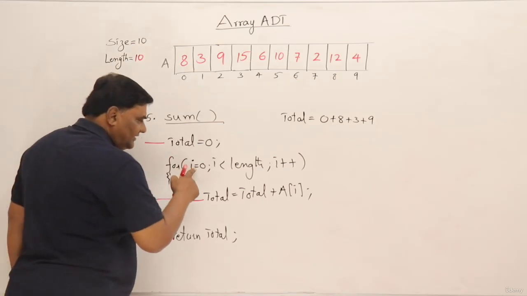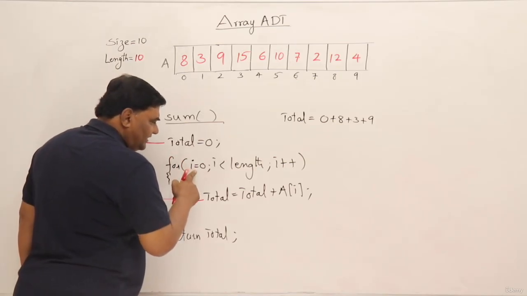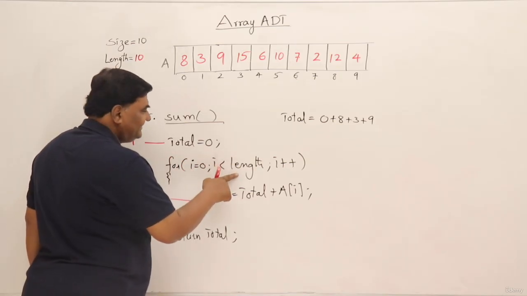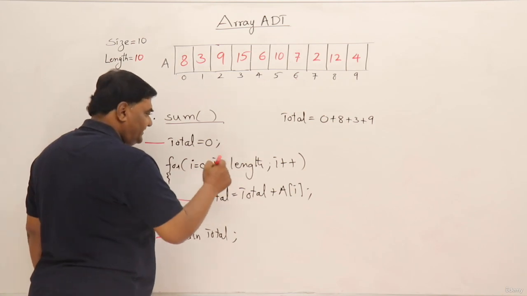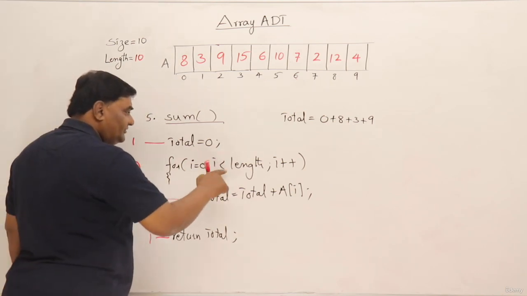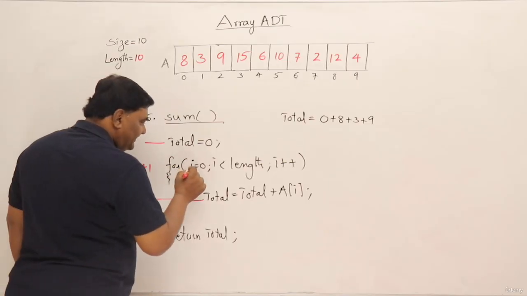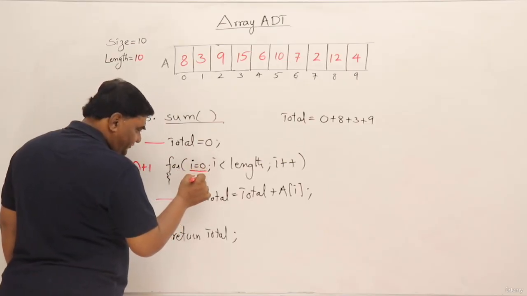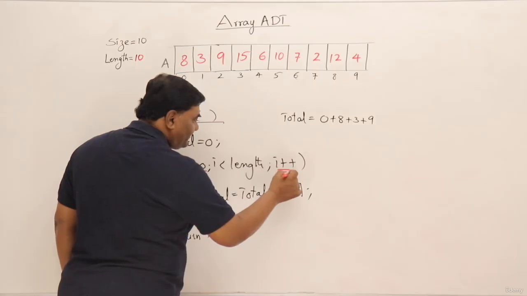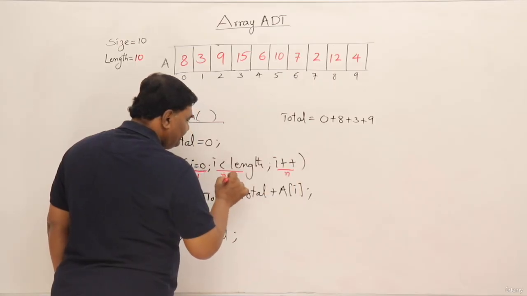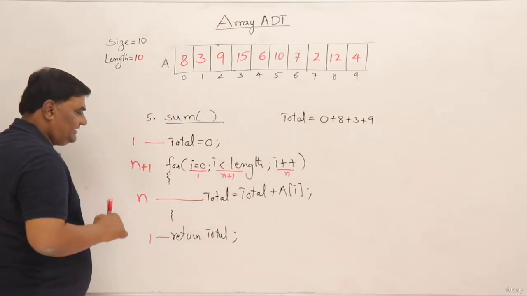Then i starts from 0, i reaches till length, then it will stop. So up to length minus 1 it works, and for length also it will check the condition and stop. So this is plus 1. Inside the for loop, this will execute only one time, this will execute n times, and this will execute n plus 1 times. So that n plus 1 we are writing here.